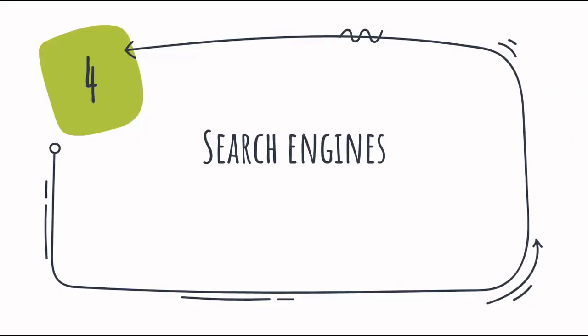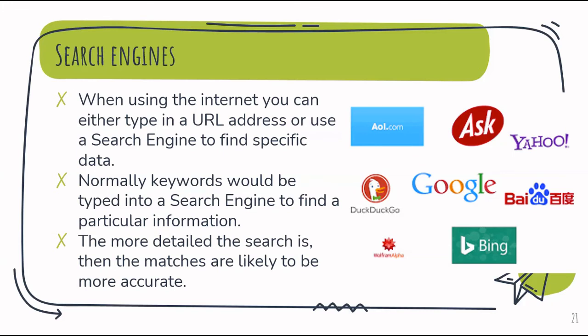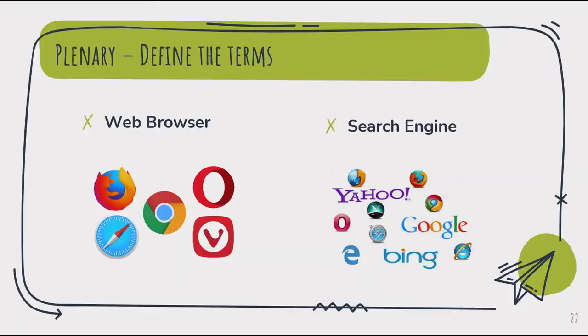Search engines, on the other hand, are not software. A search engine is actually a website where you are allowed to type in some keywords and the search engine will find specific data or information for you. The more detailed you make your search, the more accurate your results will be. Google search engine, Yahoo search engine, Bing search engine are all examples of search engines on the internet.